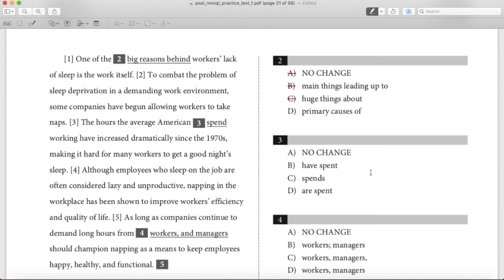Caroline, go ahead and take it from "to combat the problem." To combat the problem of sleep deprivation in a demanding work environment, some companies have begun allowing workers to take naps. The hours the average American spends working have increased dramatically during the 1970s, making it hard for many workers to get a good night's sleep.